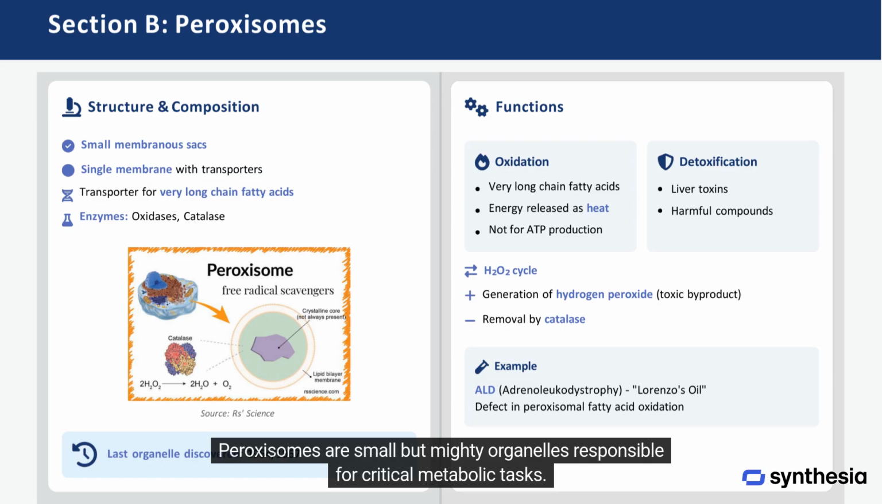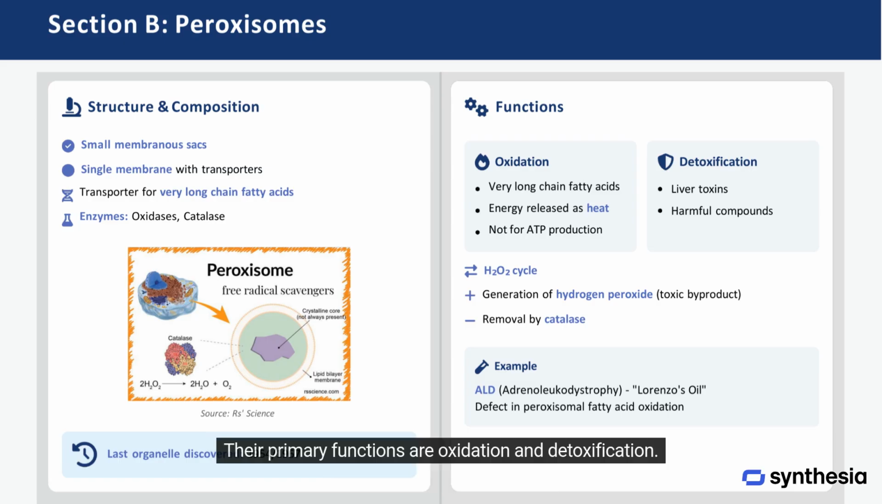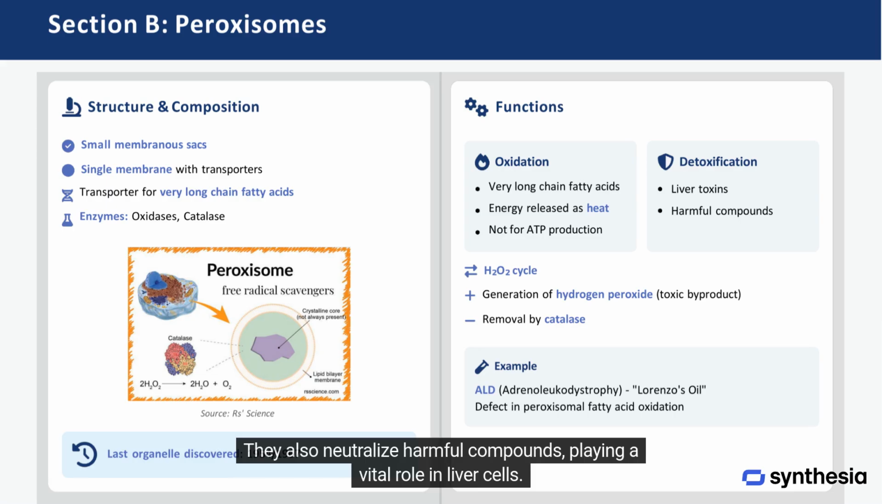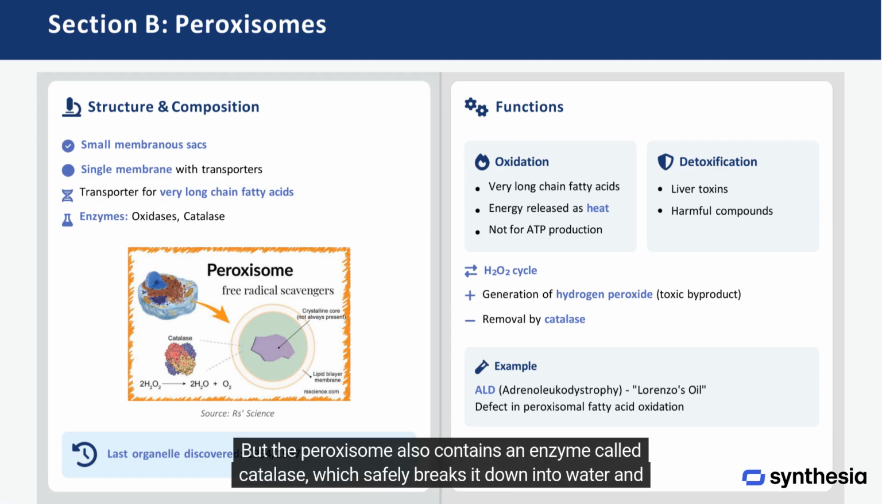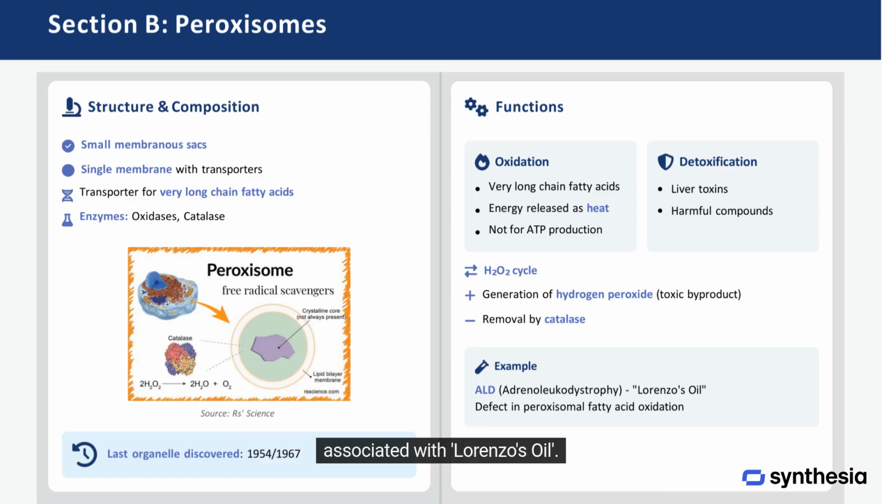Peroxisomes are small but mighty organelles responsible for critical metabolic tasks. Their primary functions are oxidation and detoxification. They break down very long-chain fatty acids, releasing energy as heat. They also neutralize harmful compounds, playing a vital role in liver cells. A key process is the hydrogen peroxide cycle. Peroxisomal reactions generate hydrogen peroxide, a toxic byproduct. But the peroxisome also contains an enzyme called catalase, which safely breaks it down into water and oxygen. Defects in peroxisomal function can lead to serious genetic disorders like adrenoleukodystrophy, famously associated with Lorenzo's oil.